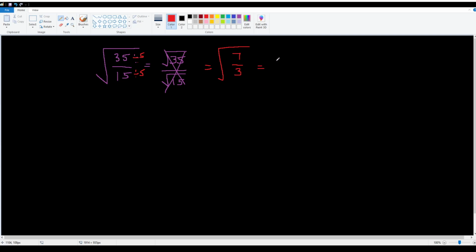We do still end up with the same issue though. We have the square root of 7 over the square root of 3. So I do still end up with this same issue of having a denominator that has a radical in it. So the way that we get rid of a denominator that has a radical in it is we rationalize our denominator. Okay, rationalize the denominator.